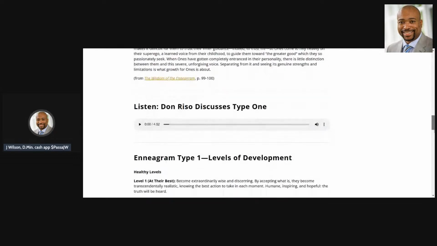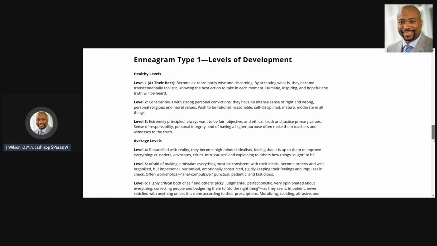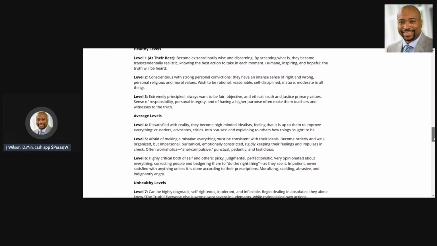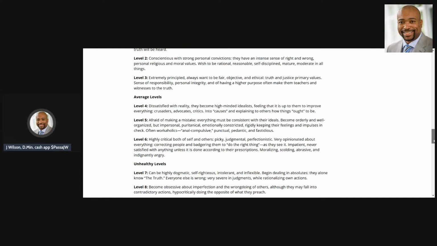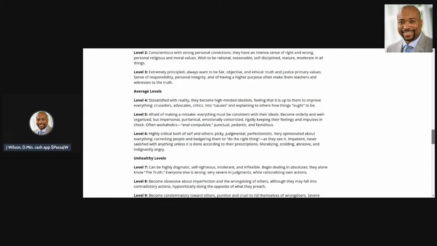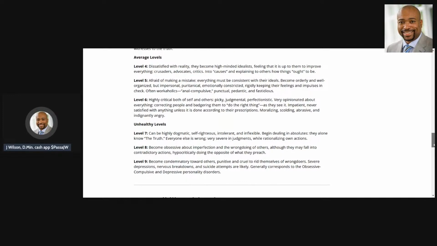Now let's scroll down. At healthy levels, they become extraordinarily wise and discerning. By accepting what is, they become transcendentally realistic, knowing the best action to take in each moment, humane and inspiring. And now at the average level, they dissatisfy reality. They become high-minded idealists, feeling that it's up to them to improve everything: crusaders, advocates, critics into causes, and explaining to others how things ought to be. And then at unhealthy levels, they can be highly dogmatic, self-righteous, intolerant, inflexible.